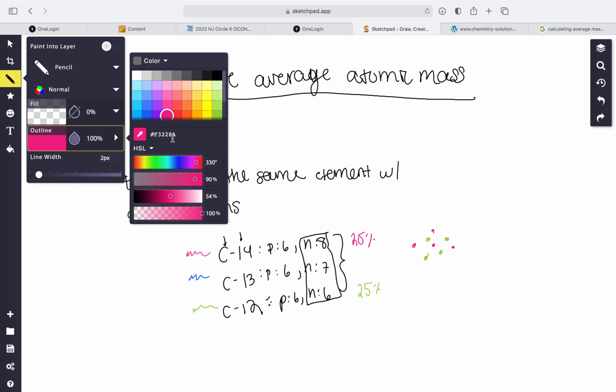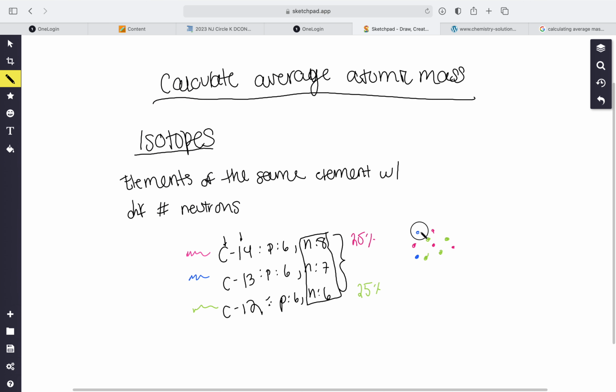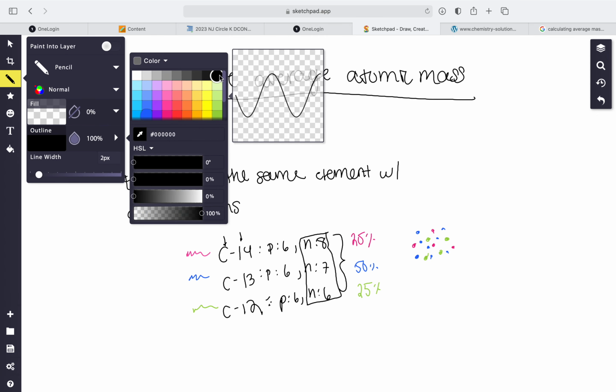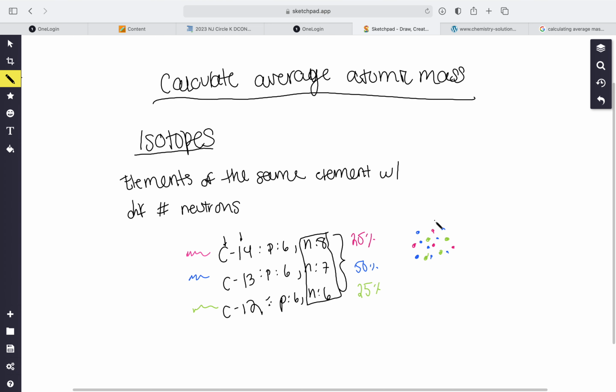Then let's say we have carbon 13. I'm just doing this as a visual, so this is not something you will have to do. We'll say carbon 13 has 50%, because that makes 100%. So in this little section, a total of 16 carbons, 25% of them weigh 14, another 25% weigh 12, and 50% of them weigh 13.